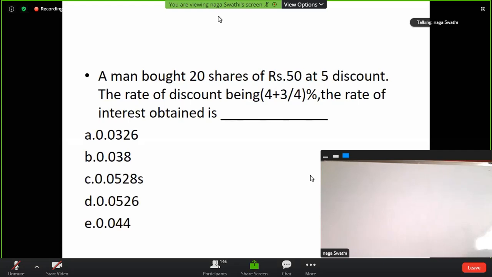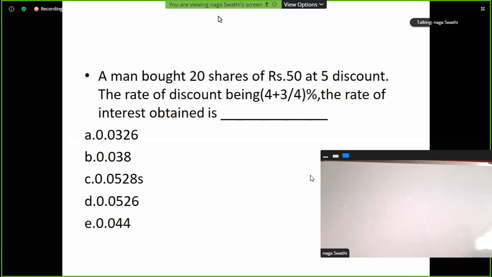So here the discount being 4 plus 3 by 4, that is equal to 9 by 4%. 9 by 4 by 100 out of 1000, we'll get 47.5. So here 47.5, how much percentage out of 900? 47.5 divided by 900 into 100. We'll get 5.27. Option E, write it as none of these.